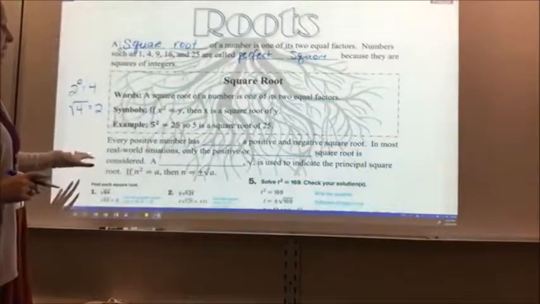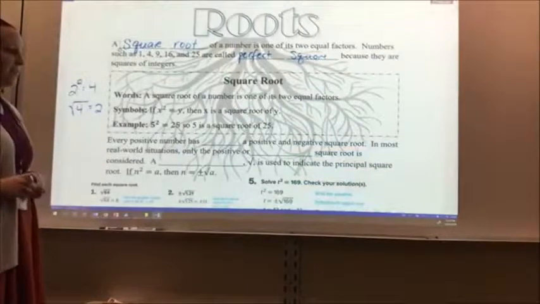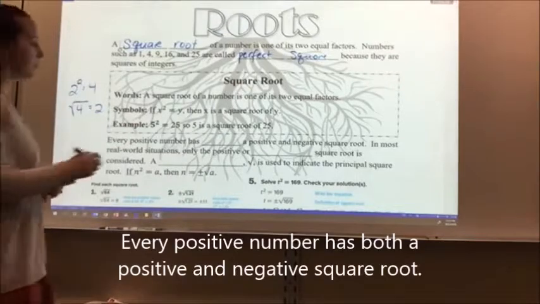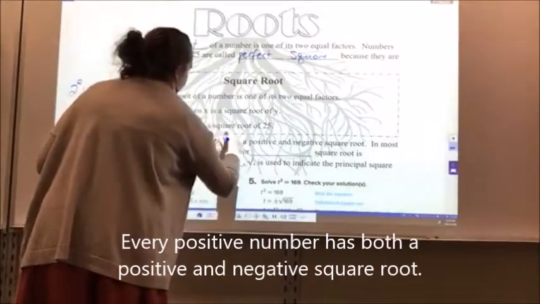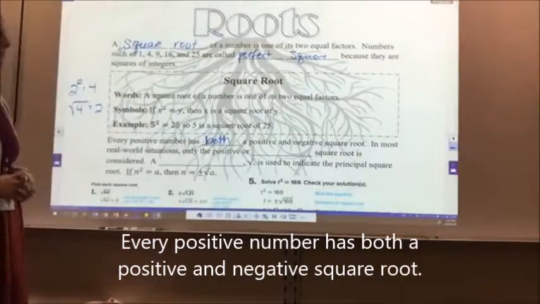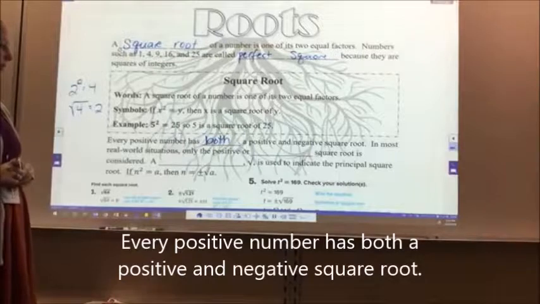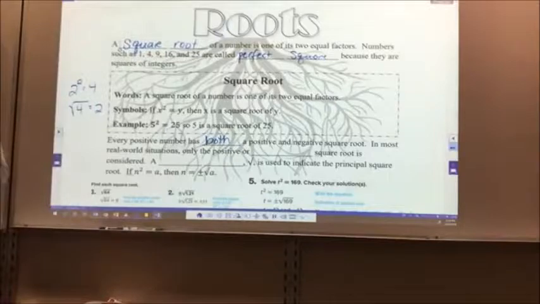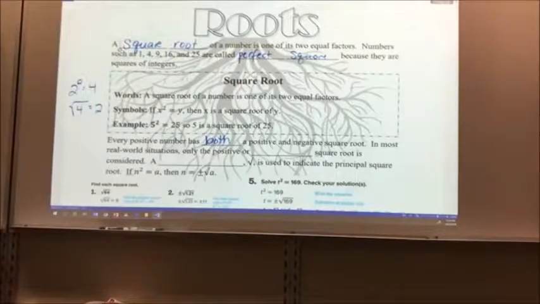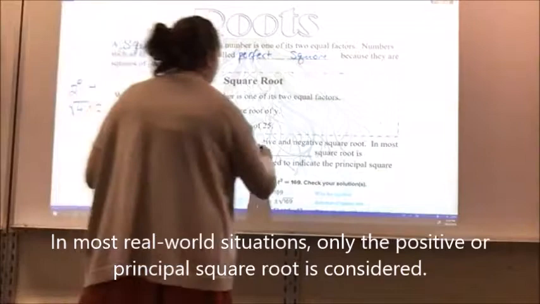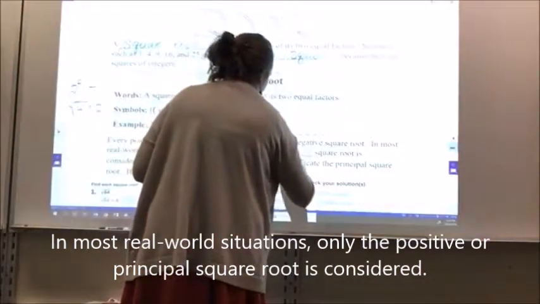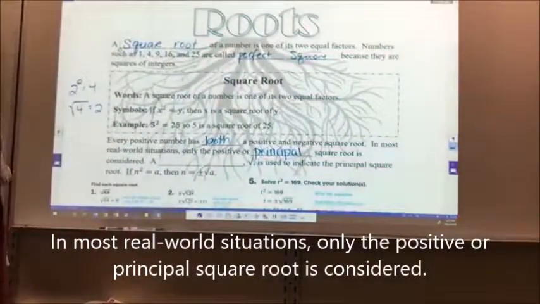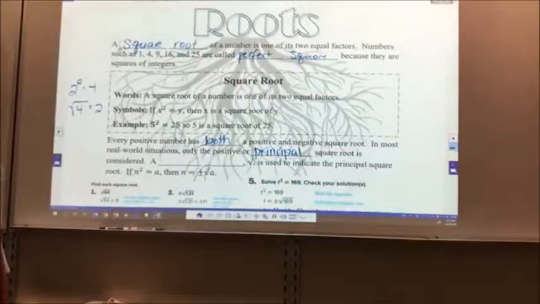Every positive number has blank, a positive and negative square root. In that blank, you're going to write both. So every positive number has both a positive and negative square root. In most real-world situations, only the positive or blank square root is considered. In that blank, you're going to write principal. In most real-world situations, only the positive or principal square root is considered.